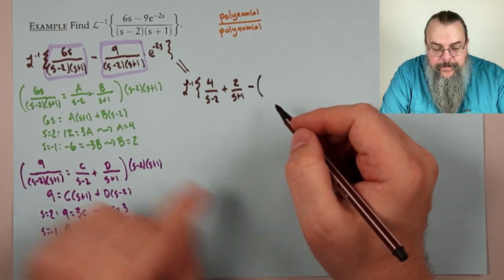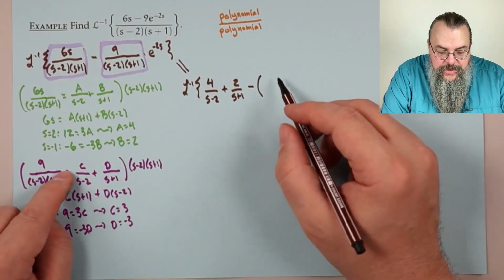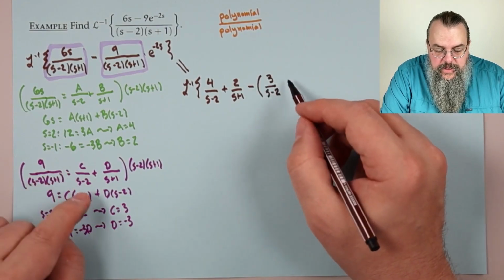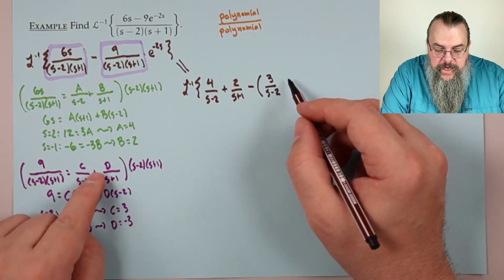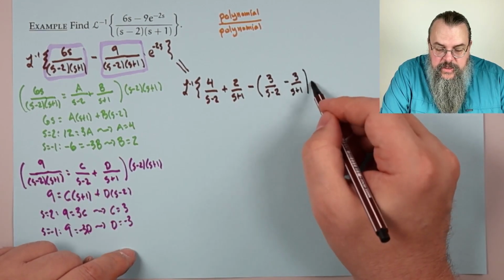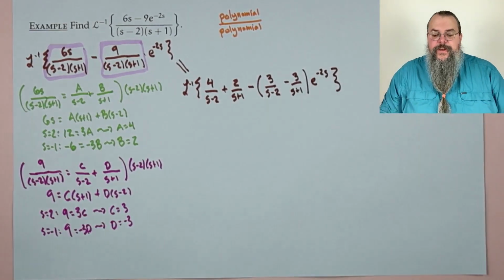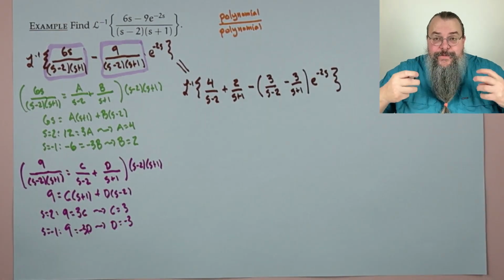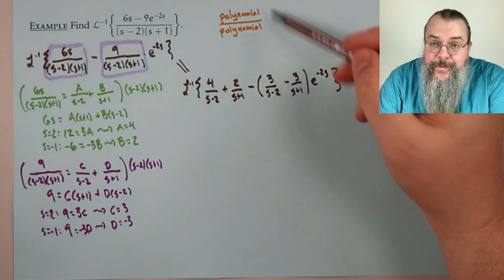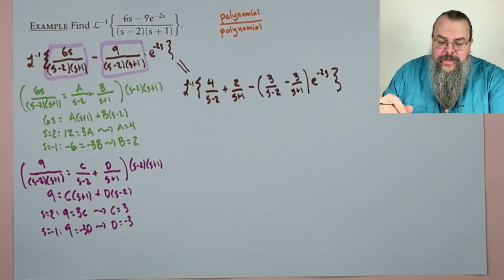and then I'm going to be careful here. So I'm going to put parentheses just so I don't lose anything. 3 over s minus 2, and then -3 over s plus 1. That's e to the minus 2s. All right, so we did our partial fractions, but we were very careful to make sure we have polynomial over polynomial so that everything worked out correctly.